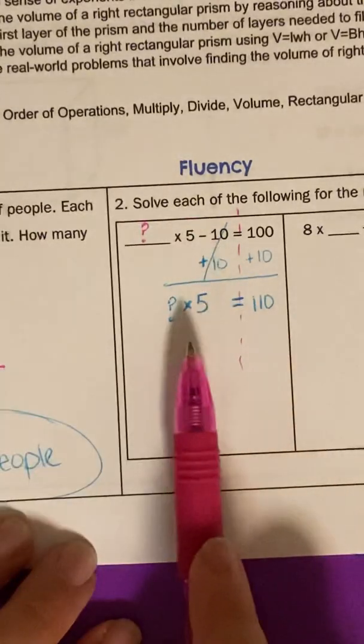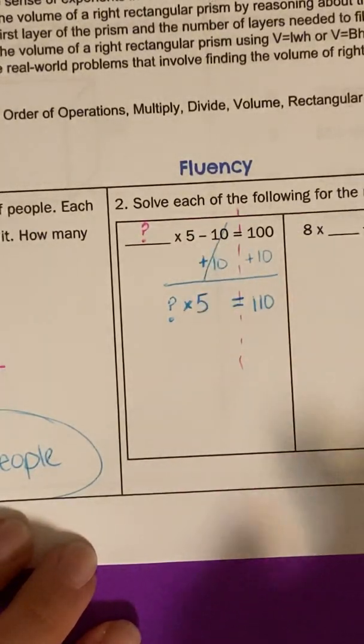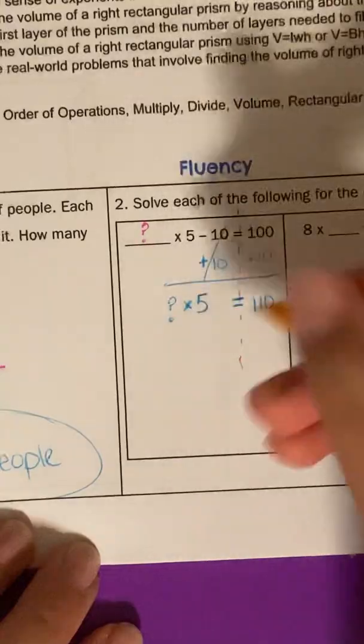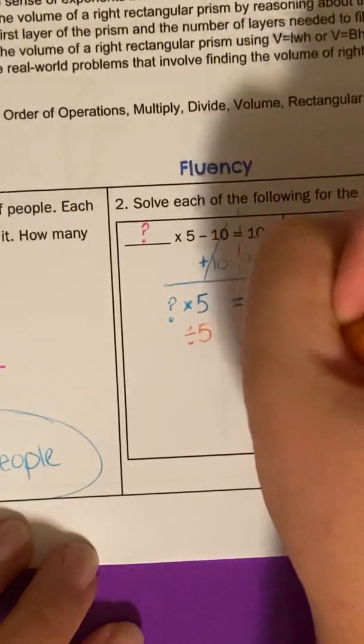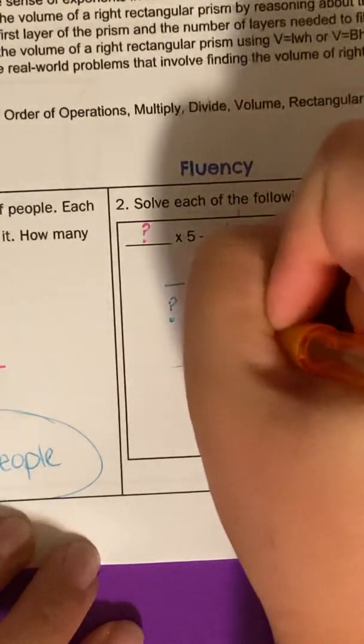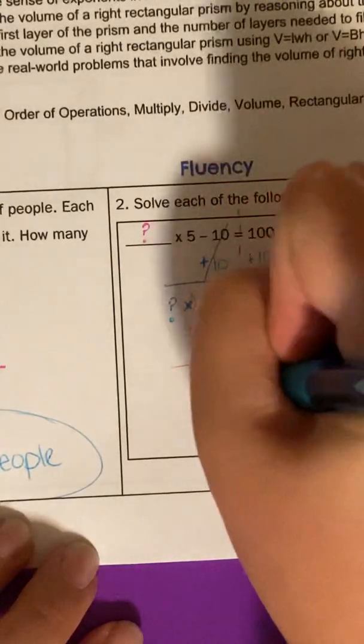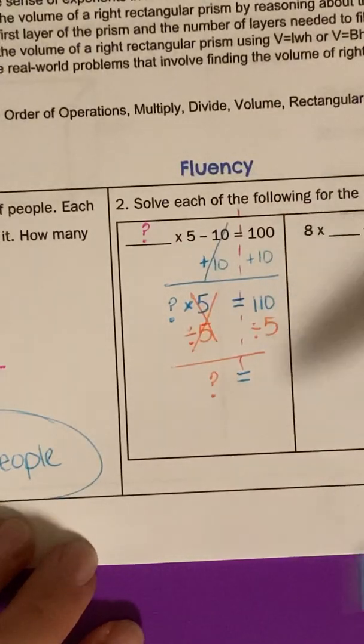Now we have a multiply by 5. What is the inverse or the opposite of multiplication? Oh, I know. Division. So we're going to divide both sides by 5. When you multiply and divide, that's going to cancel out. So we're going to have our unknown value equal whatever 110 divided by 5 is.